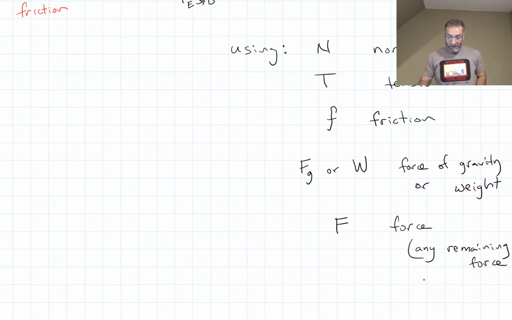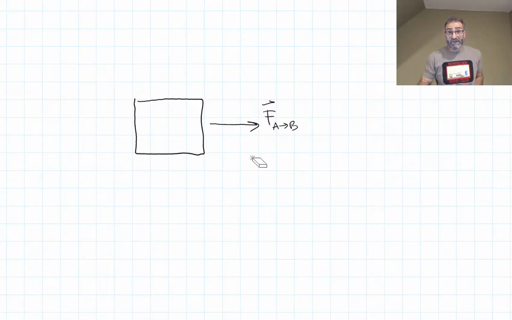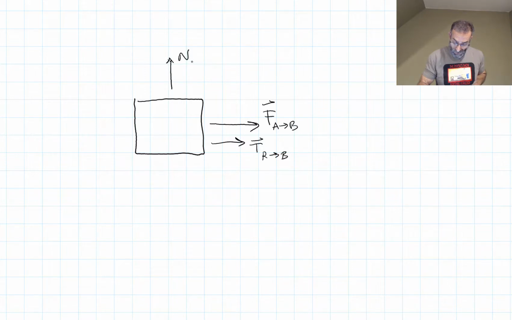Now I'm going to redraw my free body diagram. And I think you'll see that this becomes more clear when I use the other symbols that represent the normal force, the tension in the rope, the friction force, etc. We've got the force from person A pushing on the block. We've got the tension in the rope pulling on the block. The ground pushes up with a normal force on the block. The ground is pushing back to the left through friction.